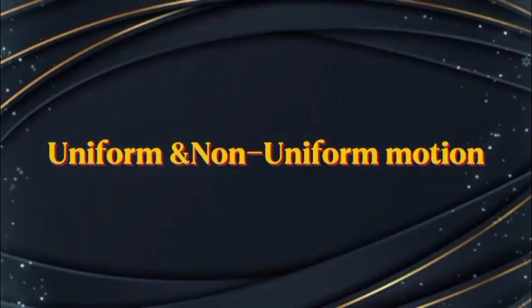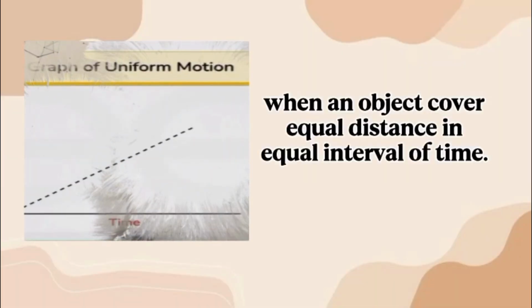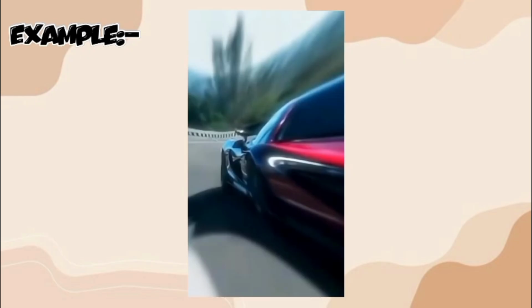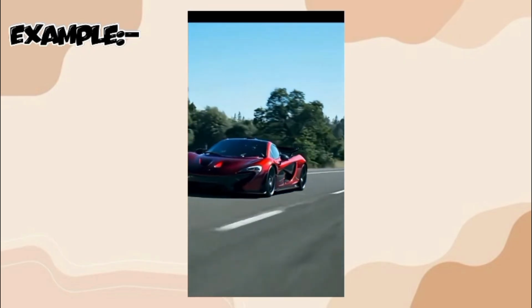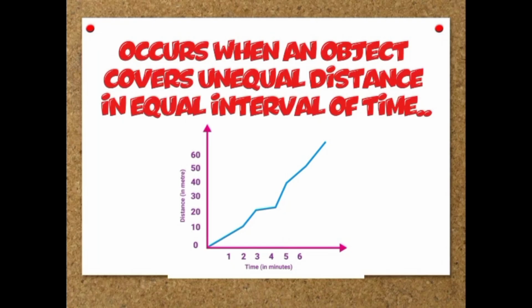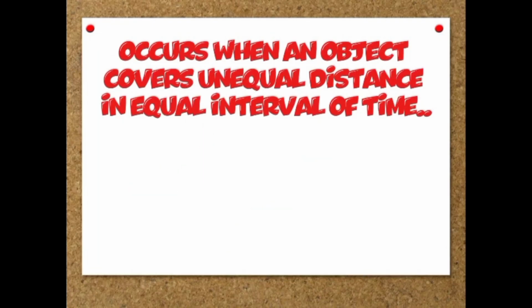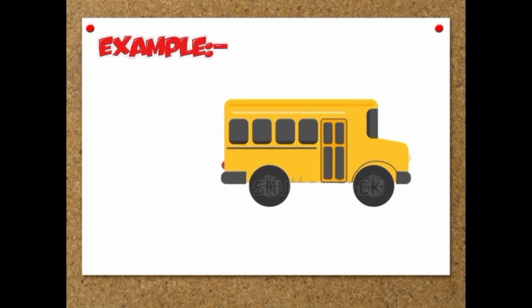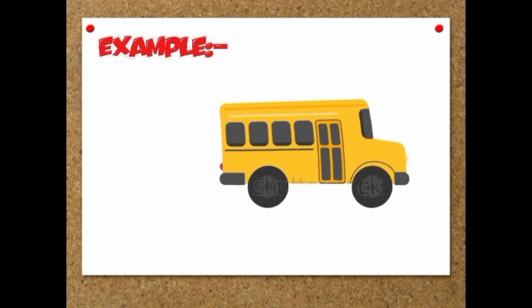Uniform and non-uniform motion. Uniform motion occurs when an object covers equal distance in equal interval of time. The speed remains constant. Example, a car moving at a constant 50 km per hour on a straight road. Non-uniform motion occurs when an object covers unequal distance in equal interval of time. The speed changes with time. Example, a bus in city traffic that speeds up and slows down.